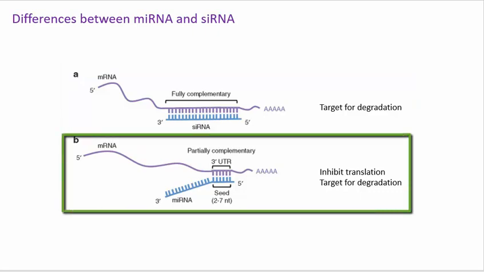MicroRNAs are usually partially complementary to their targets. This partial complementarity allows them to target multiple mRNAs. When microRNAs, along with the RISC complex and associated proteins, bind to the target mRNA, translation is inhibited on the target mRNA, or sometimes the microRNAs target cleavage and degradation of the target mRNA. Both inhibiting translation and degrading the mRNA prevent or decrease the amount of protein product that is made.